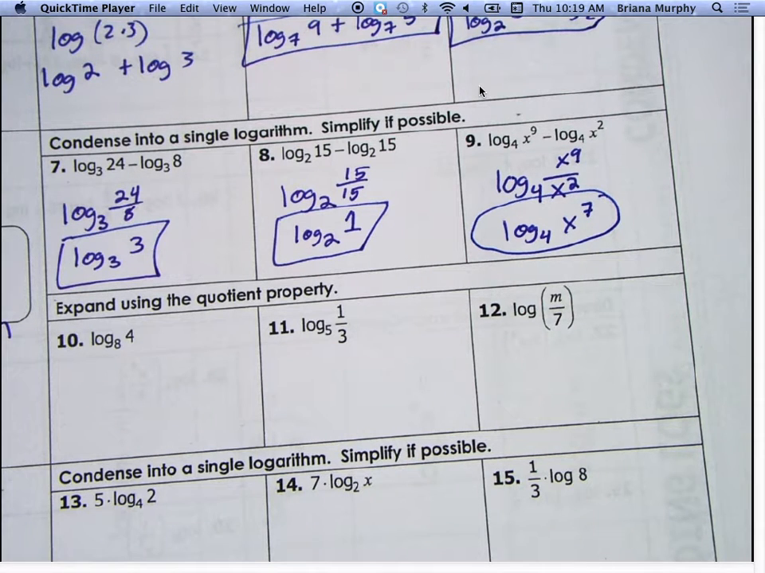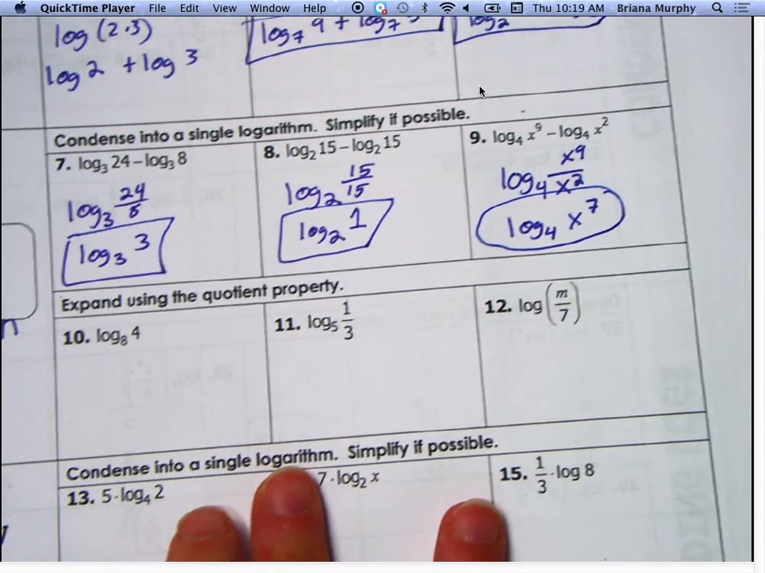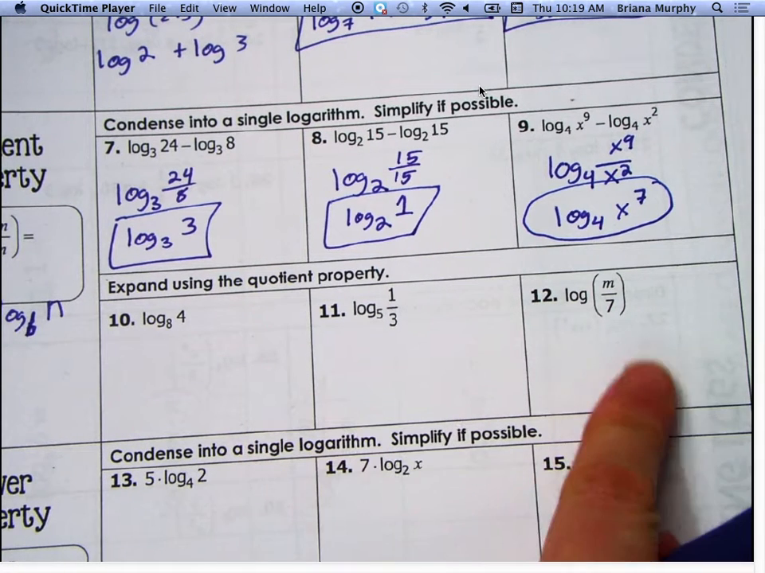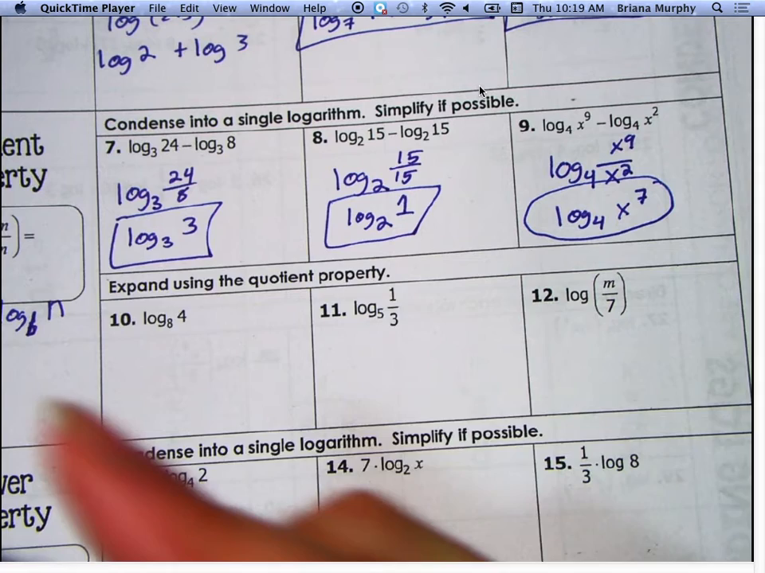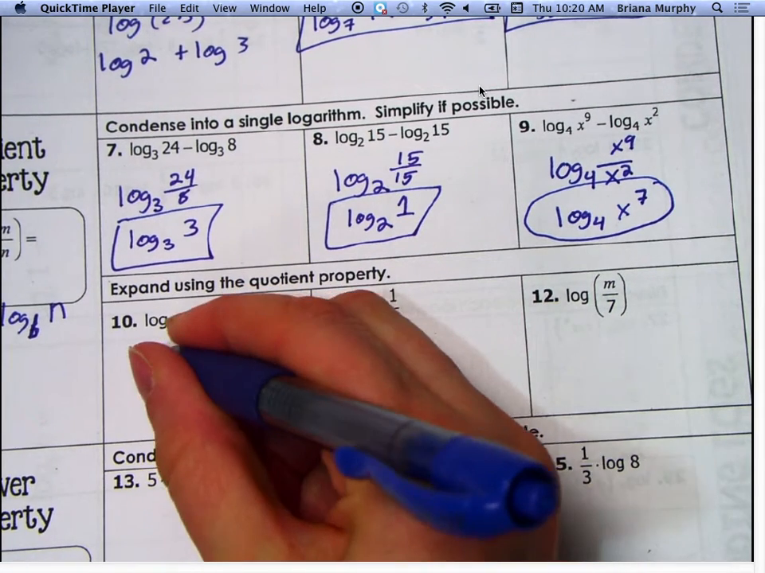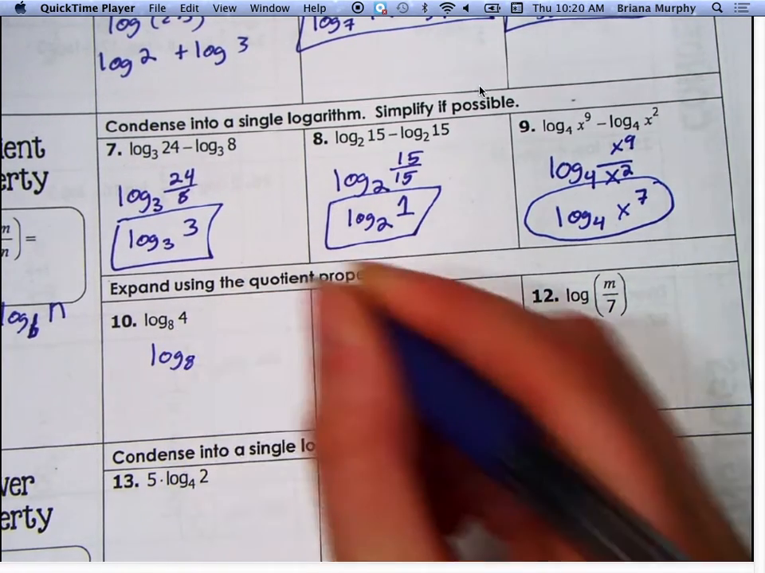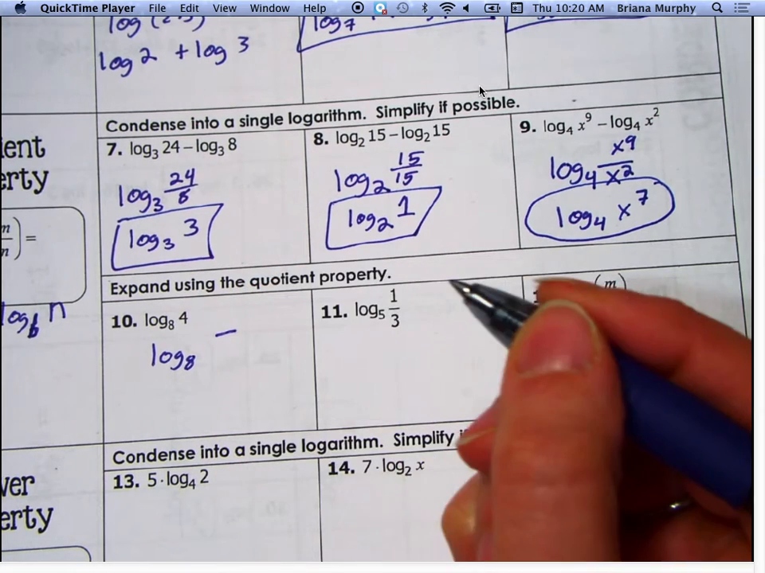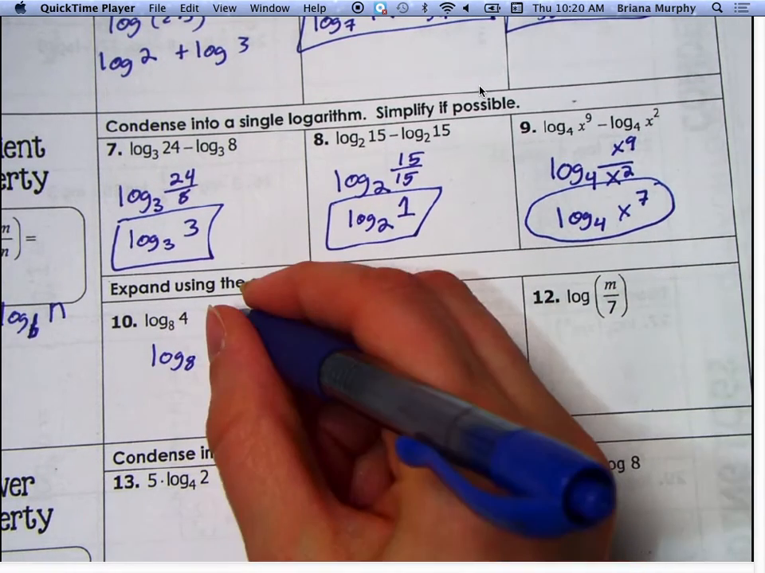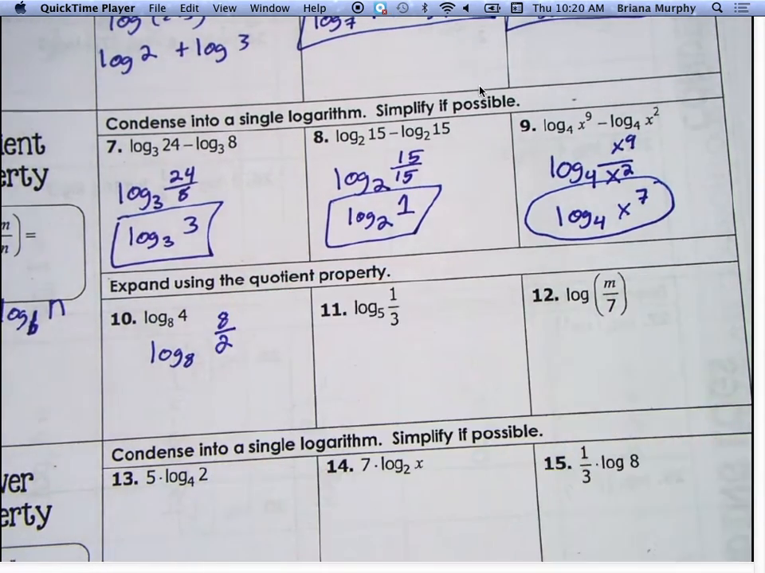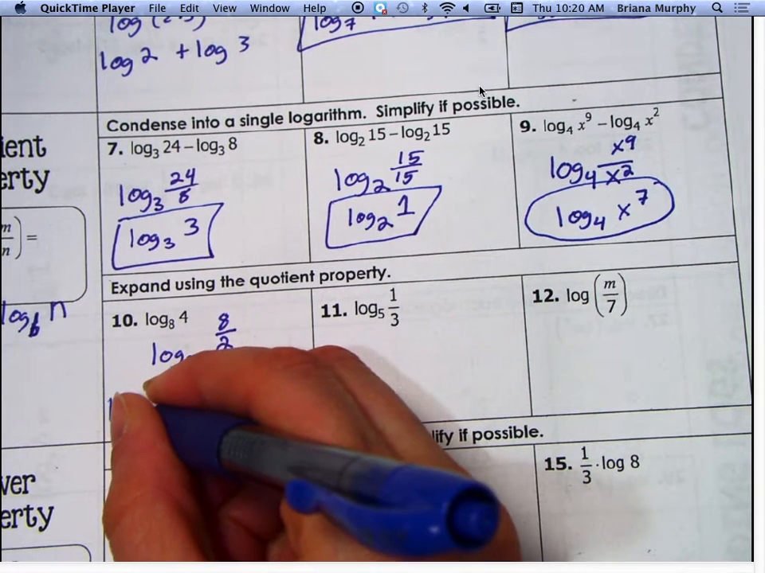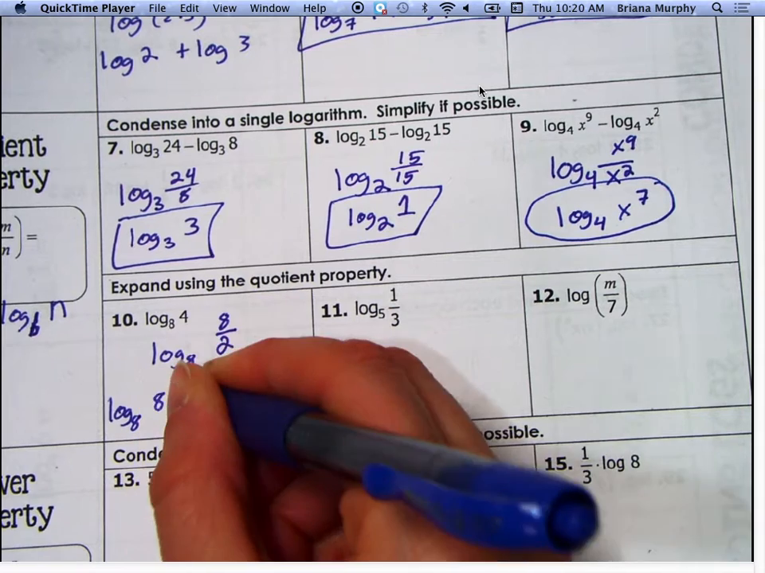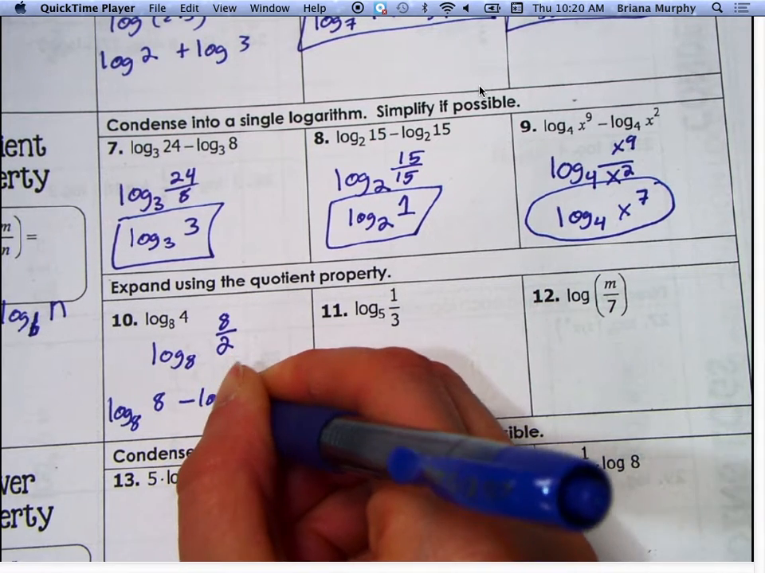Okay. Now, we're going to expand. Now, when we expand, you guys could get different answers from these. Answers vary. Okay, but I'm just going to go through these examples. If we have log 8, I want to think of 2 numbers. When I divide them, I get 4. I'm going to say 8 and 2. So that's the same as log base 8 of 8 minus log base 8 of 2.